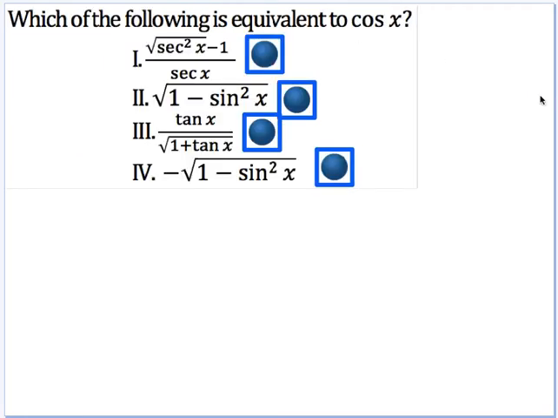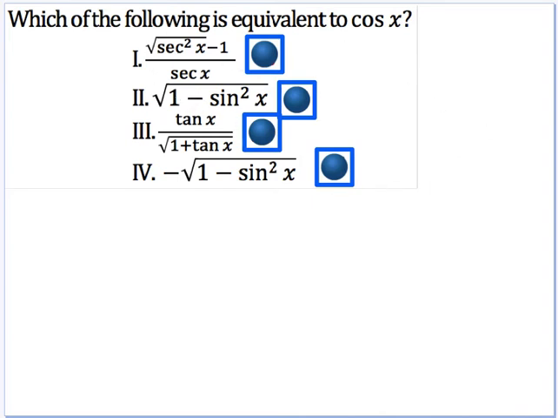All right, next question. Which of the following is equivalent to cosine x? Well, you have a whole bunch of squared terms here, and then you have square roots everywhere. So you might want to look at your Pythagorean identities for this.